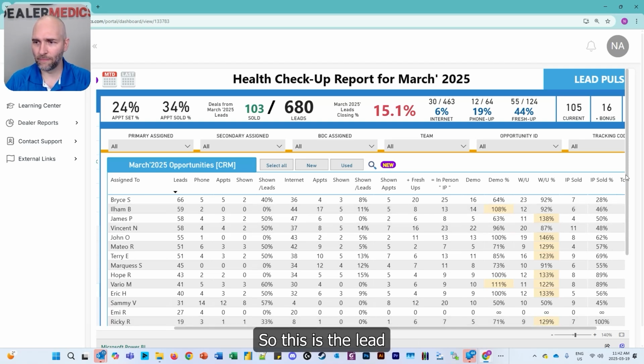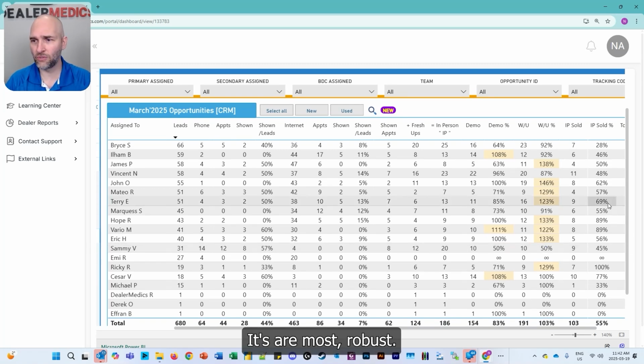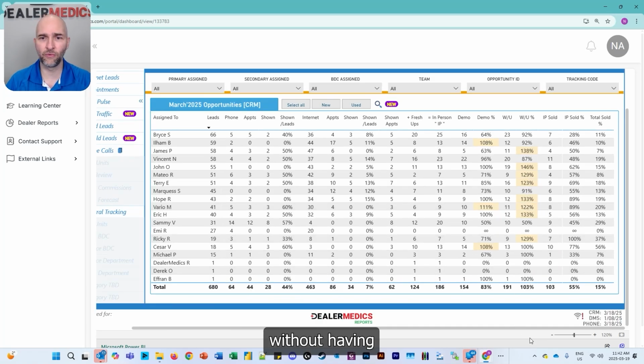All right, so this is the lead pulse report. This is the main page that you land on. It's our most robust. It gives you the most information without having to look for it. It just gives you an idea of this month, what is happening to the leads. Who is doing what, who's winning and who's losing, who might be burning leads, I don't know. And how are you gonna find that on your CRM? Trust me, it's a lot of clicks and a lot of frustration, and it takes a lot of time. You don't have time for that. You barely have time to sit down with me on our weekly calls. So let's just get to the point, okay?